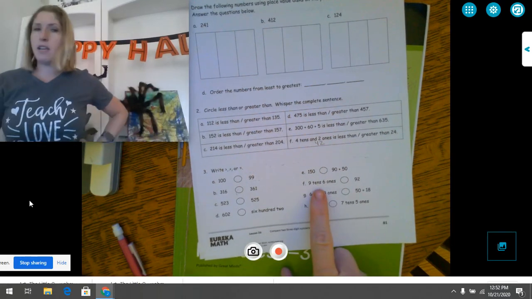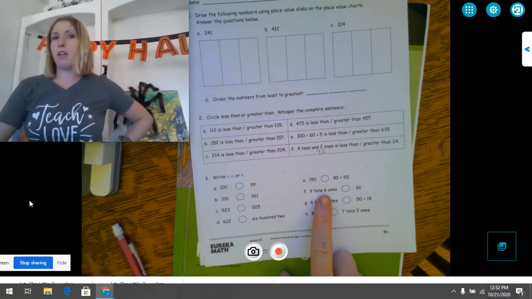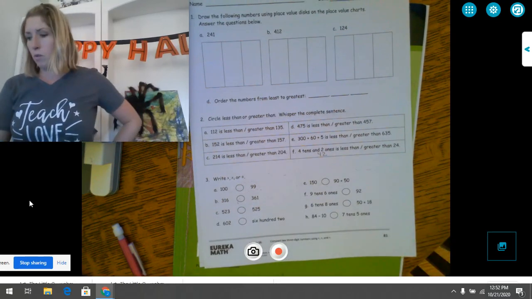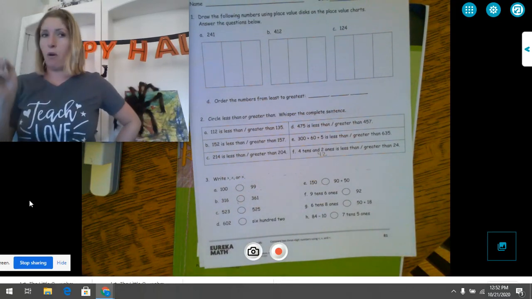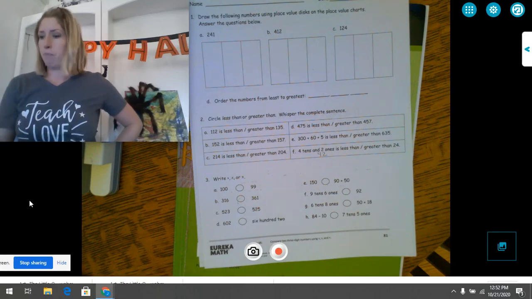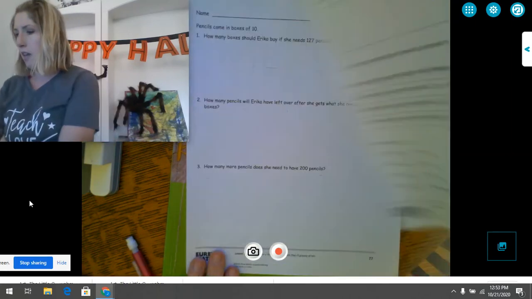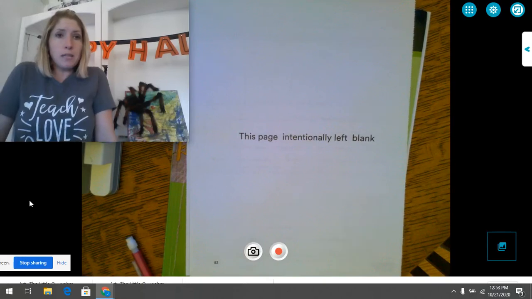When you get over here to these, have it written in unit form, make sure you go up above it and write it in standard form. So when you see 9 hundreds, 10 tens, 6 ones, make sure you write it out in standard form above it. Okay, and then the back is blank. So that's all you need to do today.